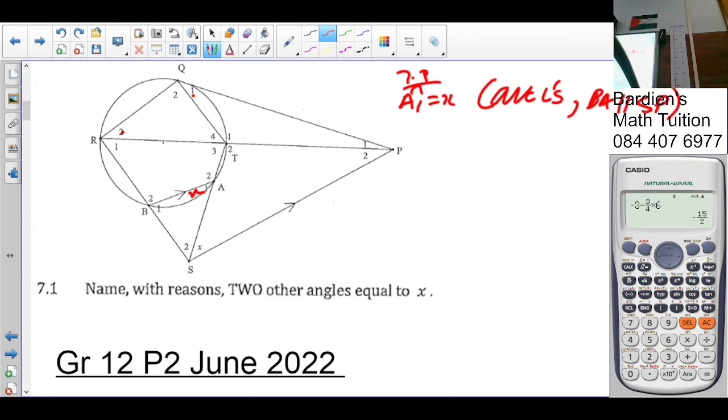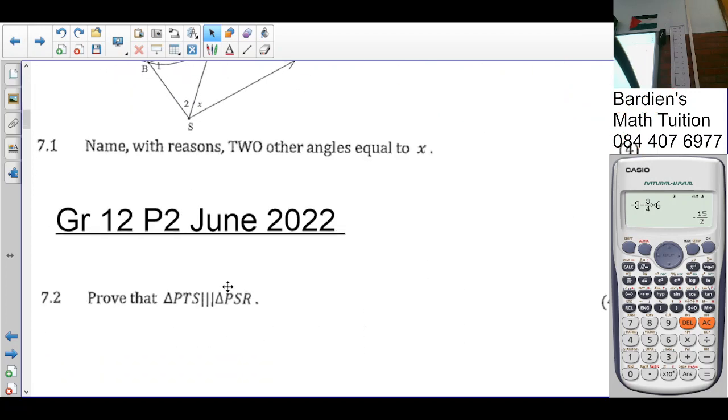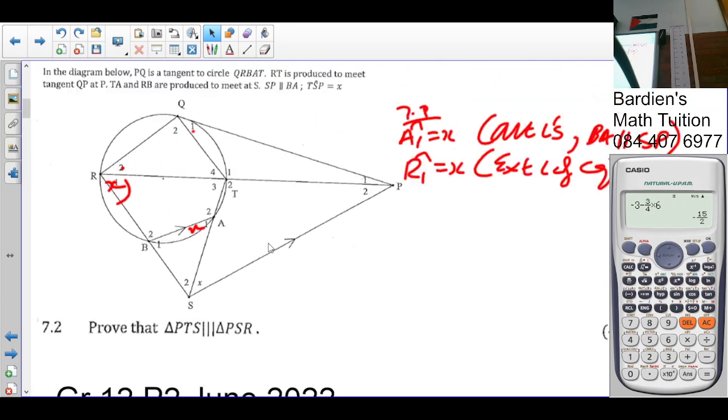Then this is an exterior angle of a cyclic quad. There's your cyclic quad. One of the ends is extended, so it has to be equal to R1. R1 is not B1, R1. So R1 is equal to x. Why? Because that's an exterior angle of a cyclic quad. So these are 4 marks. Next question, 7.2.